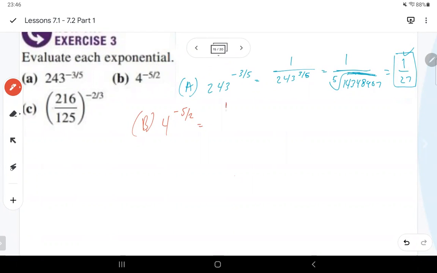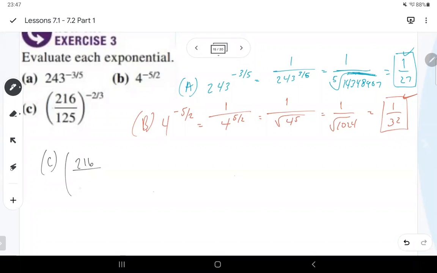So here we'll make another fraction before to the positive 5 halves, which is 1 over the square root of 4 to the fifth. So 1 over the square root of 1024, which is equal to 1 over 32. Again, you guys can work some of these out on your calculators by yourselves.